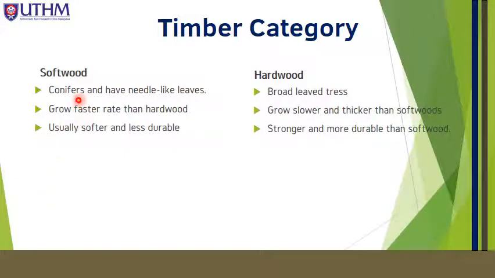Timber can be categorized into two, which are softwood and hardwood. The shape of leaf for softwood is coniferous with needle-like leaves, while hardwood has a broad leaf. Softwood trees grow faster than hardwood. It takes 100 years for hardwood. That's why in terms of quality, hardwood timber is stronger and more durable compared to softwood.